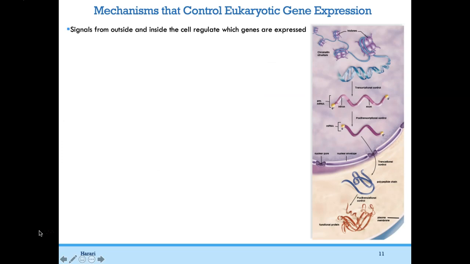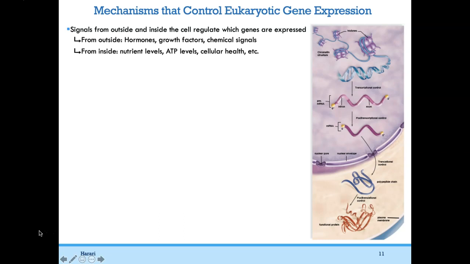So there are several mechanisms that control eukaryotic gene expression. And to make a very long story short, there are certain signals from outside of the cell and inside of the cell that will regulate which genes are expressed in a given cell at a specific time. These signals from the outside might be hormones, right? So from the bloodstream, could be growth factors or other chemical signals, can interact with the cell and tell the cell, turn this gene on or shut that gene off.